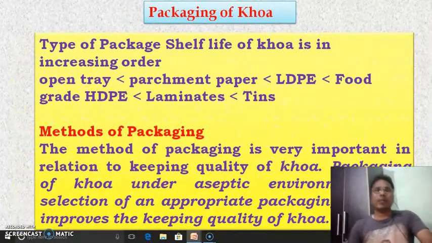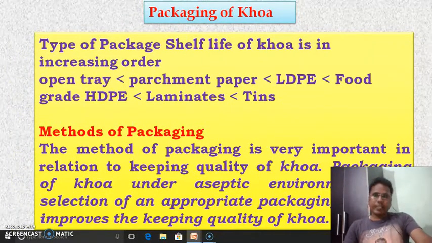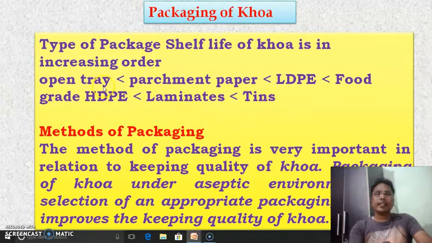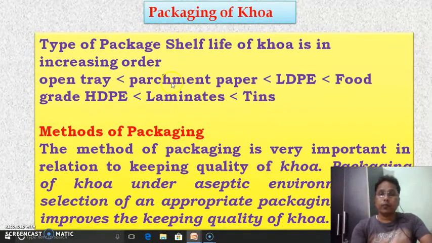So for this purpose, the packaging is very important. The packaging materials which we are using are also very important. So in this case, this is the increasing order of various packaging materials in which we will get more shelf life. If we are using the open tray, the open tray has a very low keeping quality. It means that in this type, the keeping quality of Khoa will be very low, that is 2 to 3 days only.